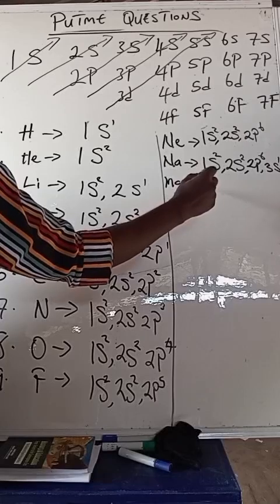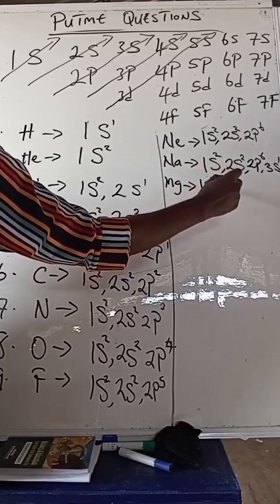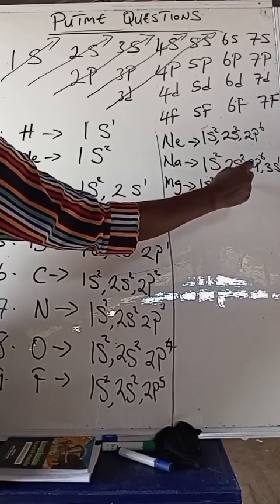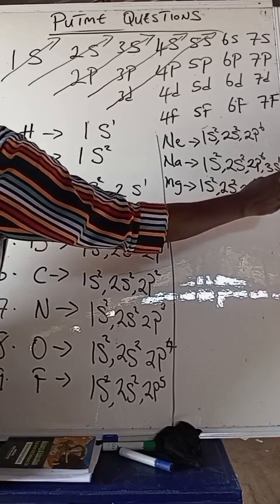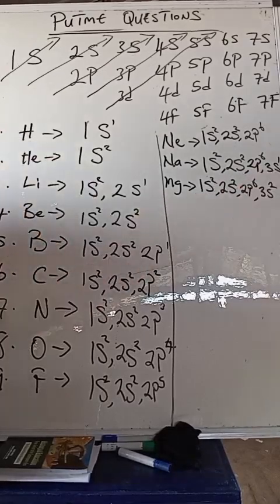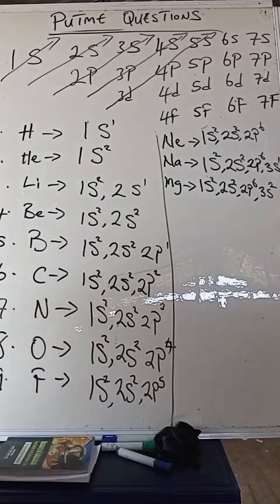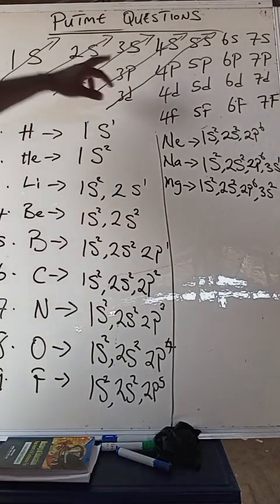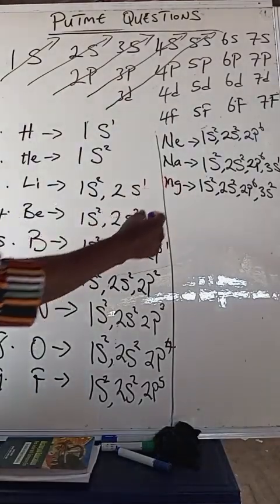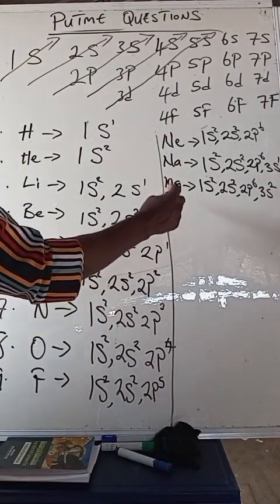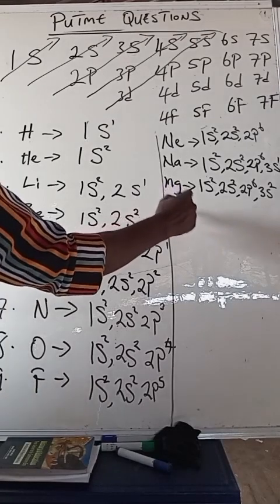The next one is magnesium: 1s2 2s2 2p6 and 3s2. So the s orbital there is full, because the maximum number of electrons that the s orbital can collect is 2. So we are going to move to the 3p orbital. The next element is aluminium.